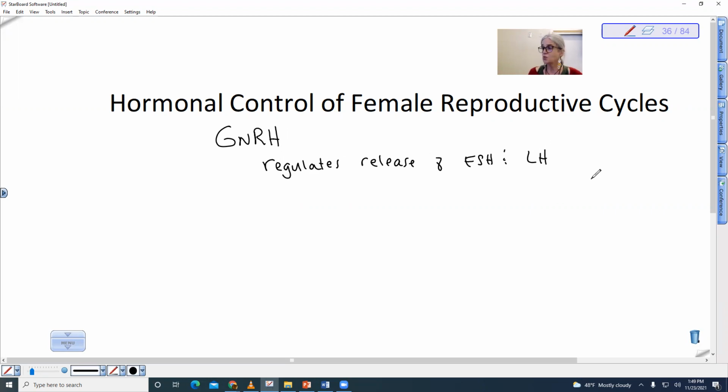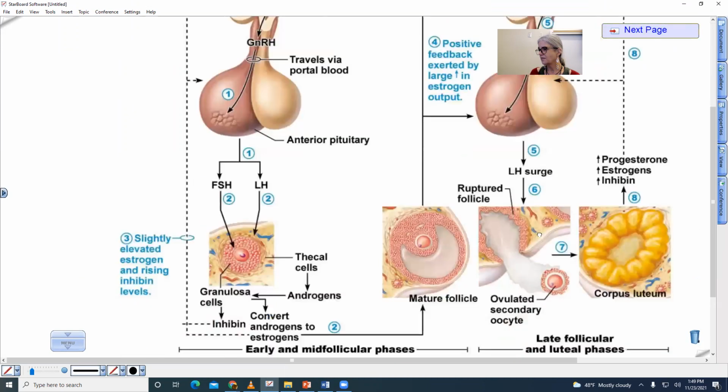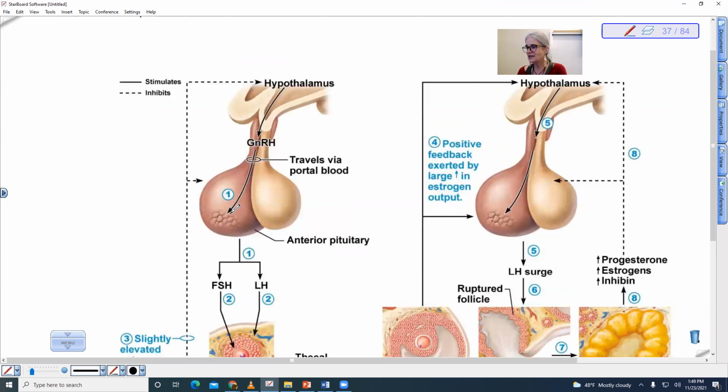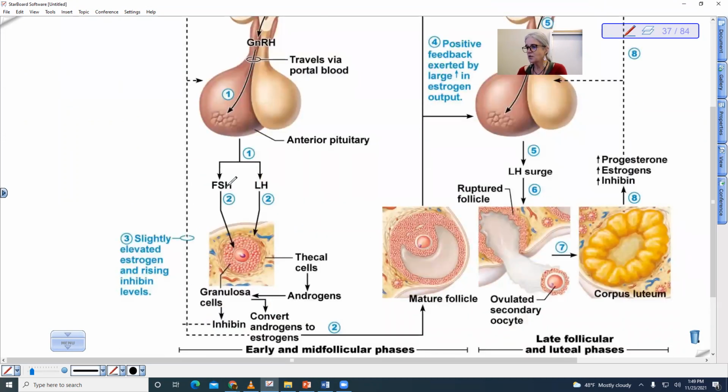So FSH is really important in stimulating the follicular development in the ovaries. LH is also really important in ovulation, and then it's important in regulating estrogen levels. So let's look at a diagram that shows this function. Okay, so GnRH can travel to the anterior pituitary and cause the release of FSH and LH.